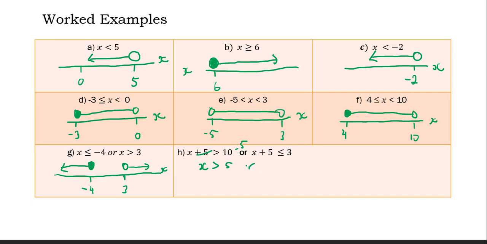And then the other one. Okay, this is x plus 5 is less than or equal to 3. So this is a plus 5 here. When you move it here, it becomes minus 5. So that means x is less than or equal to 3 minus 5, which is negative 2. All right, so drawing that on my number line, I might do that down here.